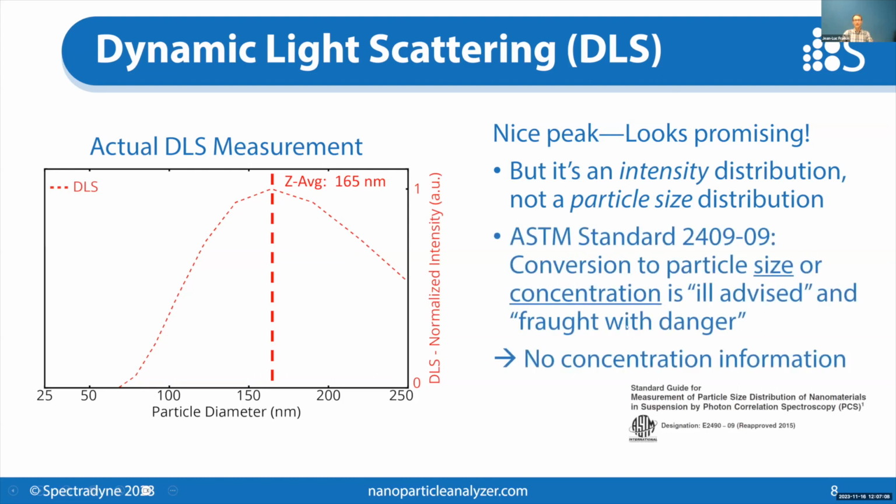If you look at the ASTM standard for the method of DLS, it specifically says that converting this scattering intensity distribution to a particle size or particle concentration distribution is, quote, ill-advised and fraught with danger. This is pretty strong language for an ASTM standard, but it's really in there. As a result, our take home is that we're not getting any concentration information from this, despite what the manufacturers may say about the DLS technology. It's still making pretty strong assumptions about the sample in order to convert this to a concentration.